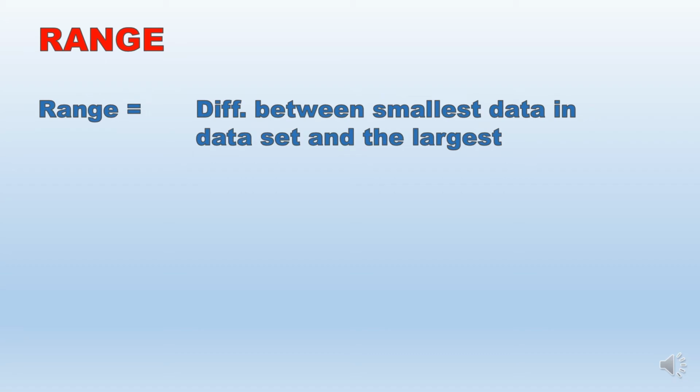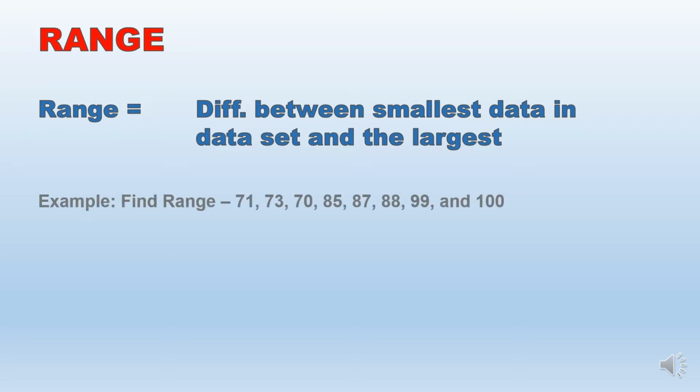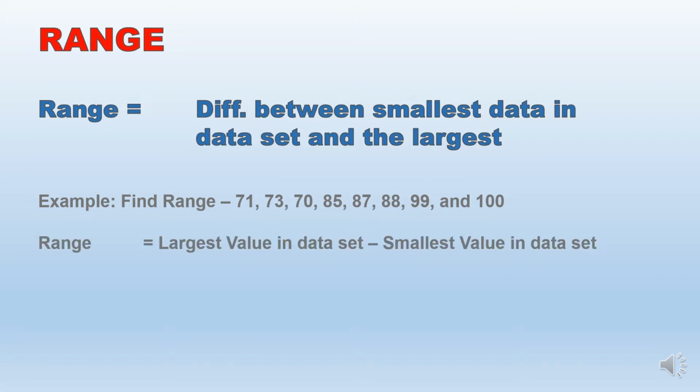The first one is the range. Range is a very simple method to calculate the process variation. It's calculated by the difference of the largest value and the smallest value. I gave one example, so now we will calculate the range. The range formula is the largest value in the dataset minus the smallest value in the dataset. In this data, the largest value is 100 and the smallest value is 70, so the range value is 30. The range of 30 means the entire data points lie within 30 units.